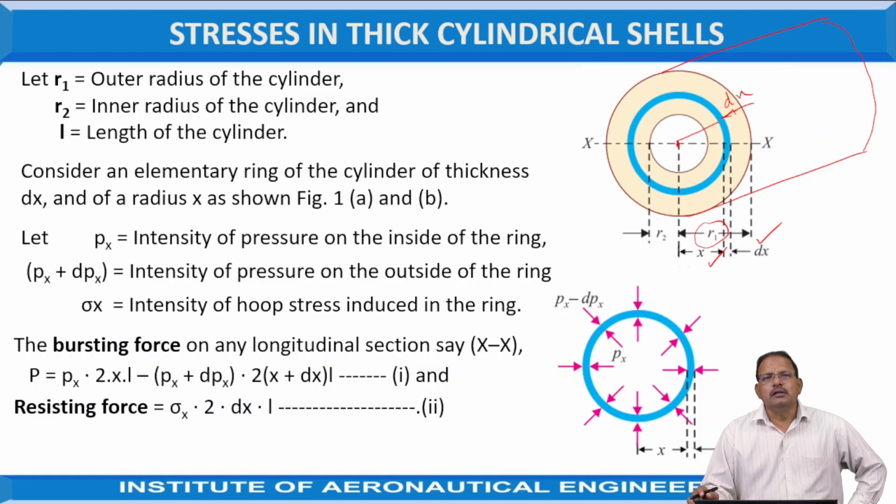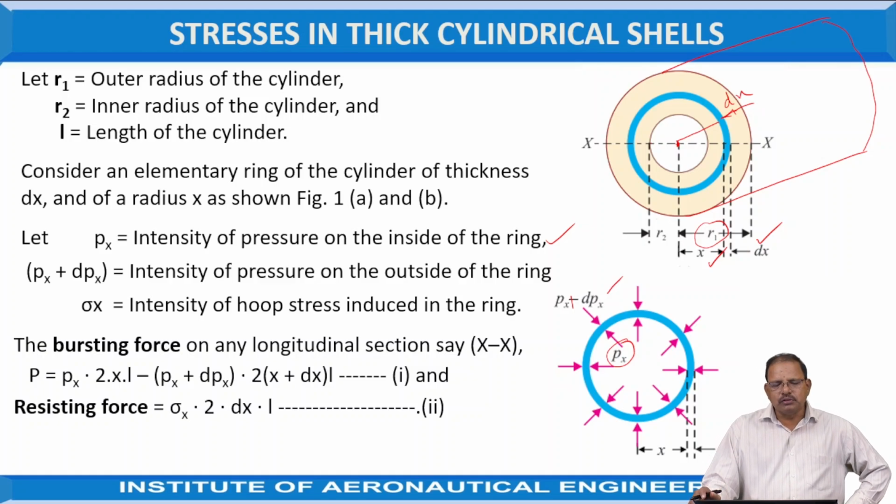On this ring, let Px represent the intensity of pressure on the inside of the ring, and Px plus dPx represent the intensity of the pressure on the outside of the ring, and sigma x represent the intensity of hoop stress induced in the ring. These are what we are now considering.